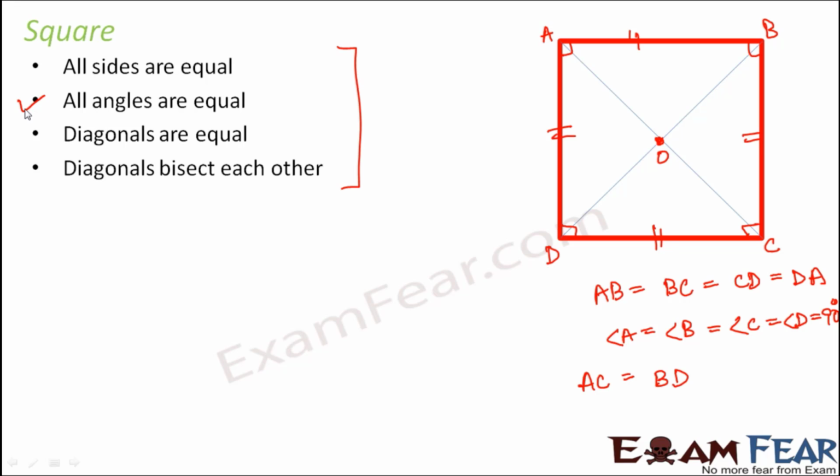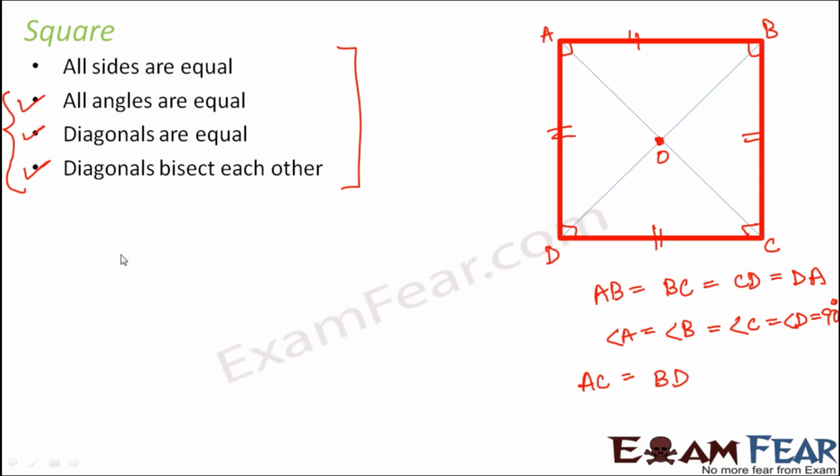All angles are equal. All angles in a rectangle are also 90 degrees. Their diagonals are equal, that is also a common property. Their diagonals bisect each other, that is also a common property. So you see, except the first property, all other properties are the same between a square and a rectangle. In this case, you would feel that a square satisfies all the criteria to become a rectangle, right? But a rectangle doesn't satisfy all the criteria to become a square, because in a rectangle there is no such condition that all the sides should be equal.